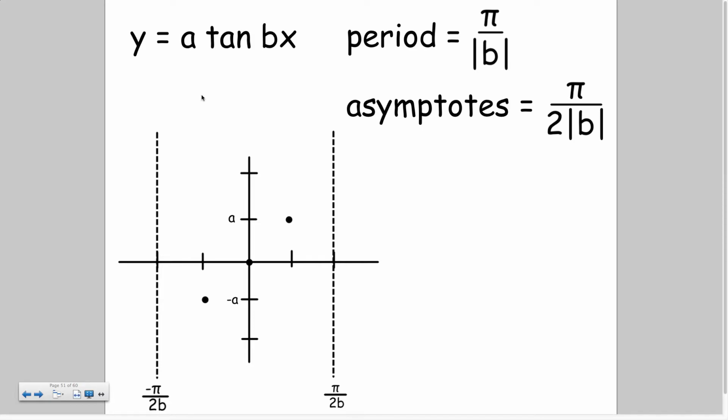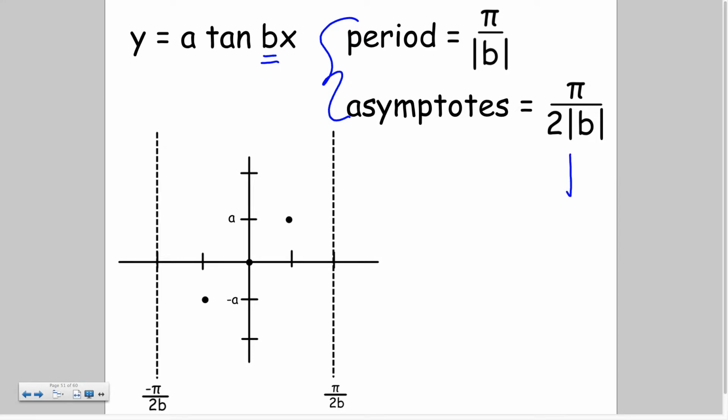Two formulas right here. Period and asymptotes. If you remember, asymptotes are the parts that the graph doesn't technically touch. So your period is found by taking pi over b. And remember, b is anything in front of x. The asymptote is pi over 2 times b.